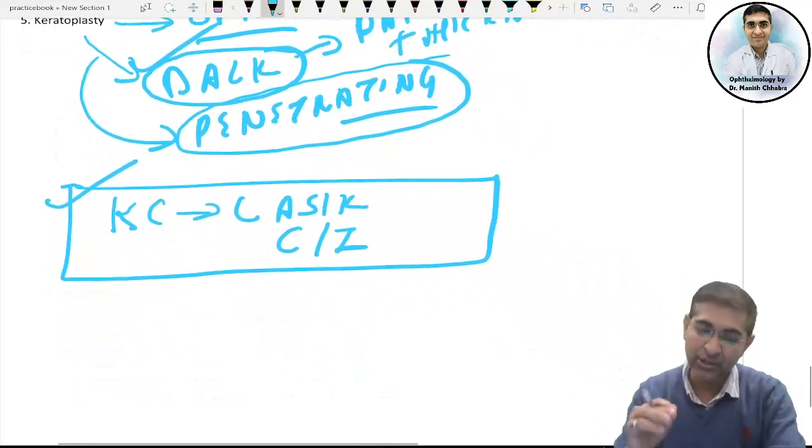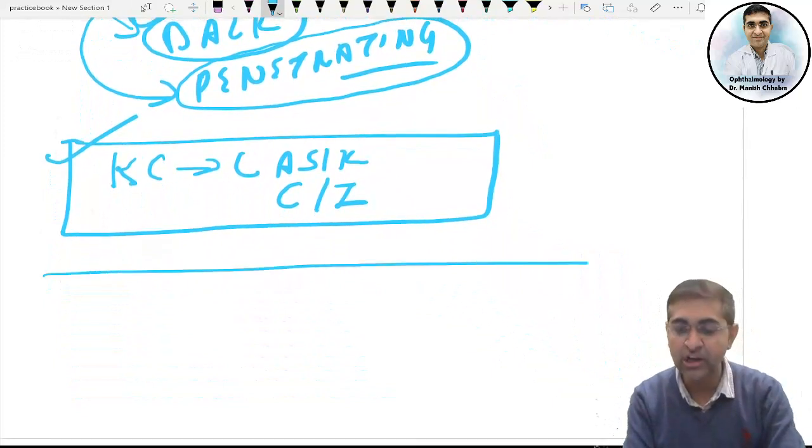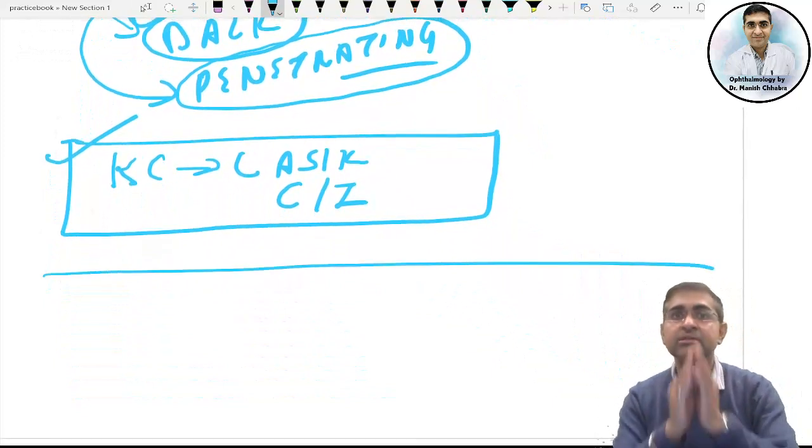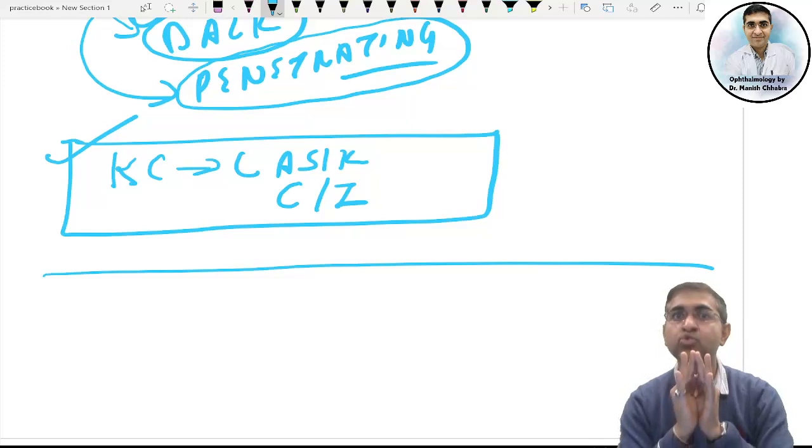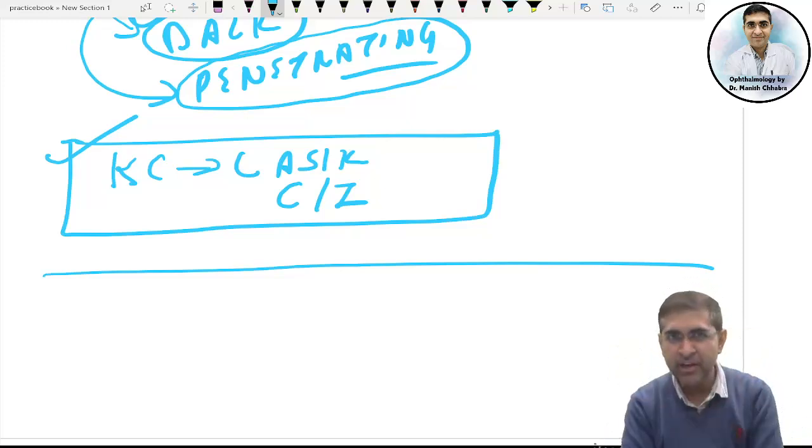So boys and girls, this is all about your keratoconus. I have tried to cover all the important PYQs, and yet I have been very conceptual.